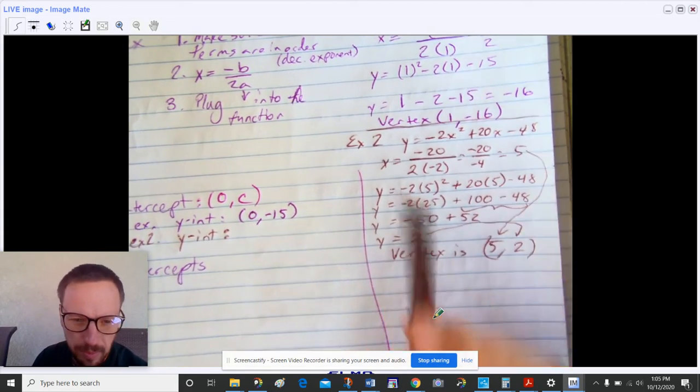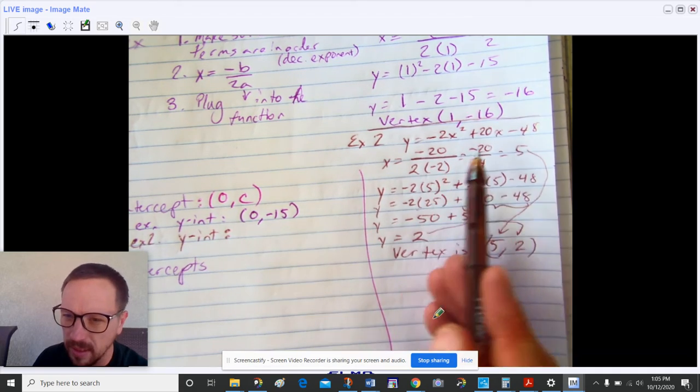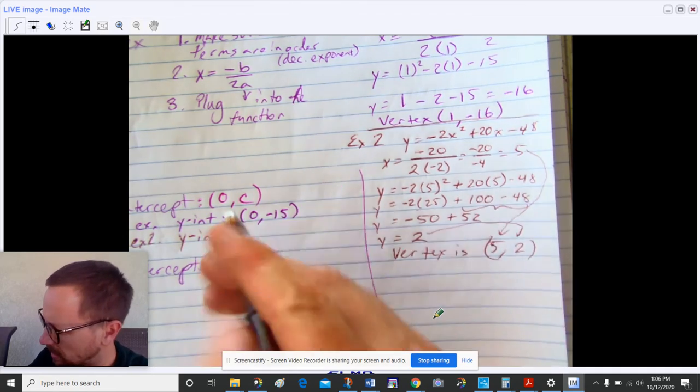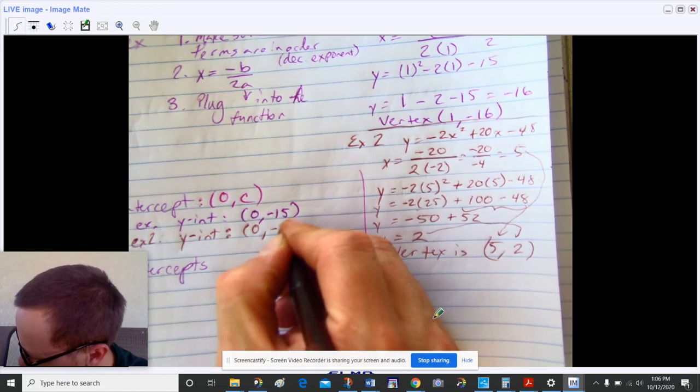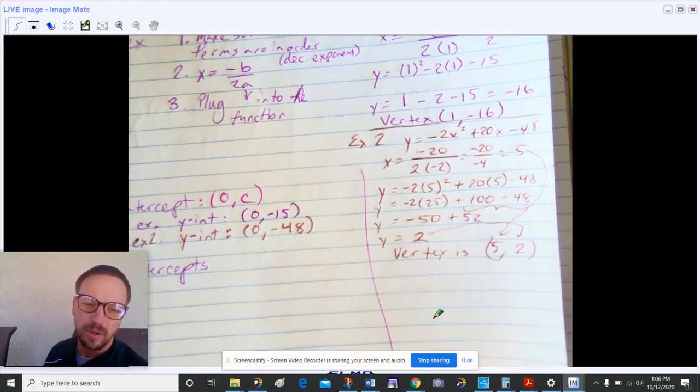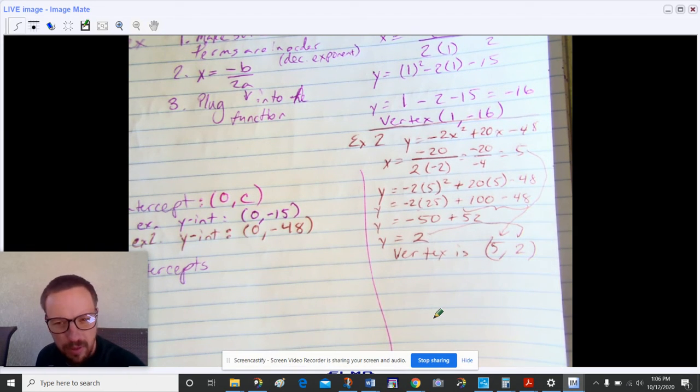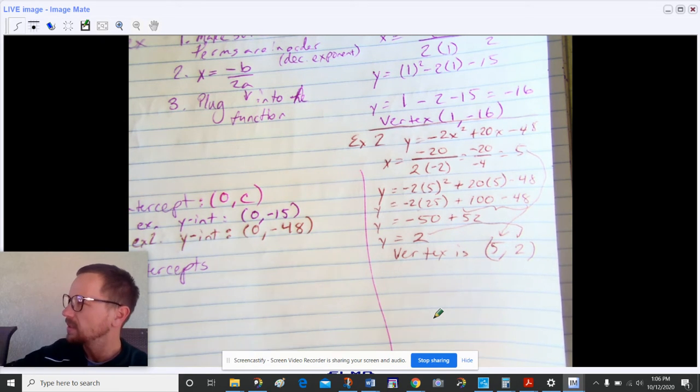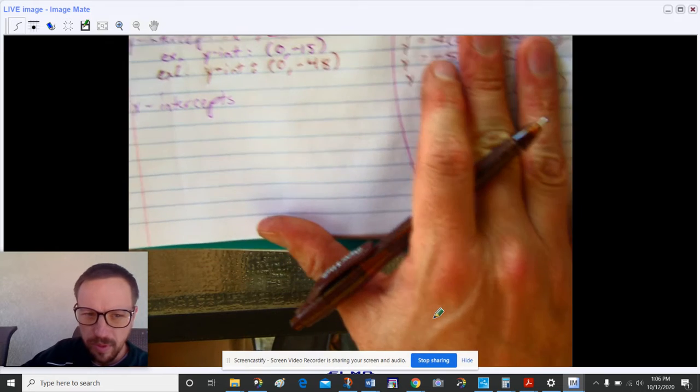Then we look here, and remember it's 0, comma, c. C is the last number, so 0, comma, negative 48. Now, not always will it be a negative value. These ones just happen to be that case, so don't think that c is always negative. And if you remember doing this before, then you're okay.